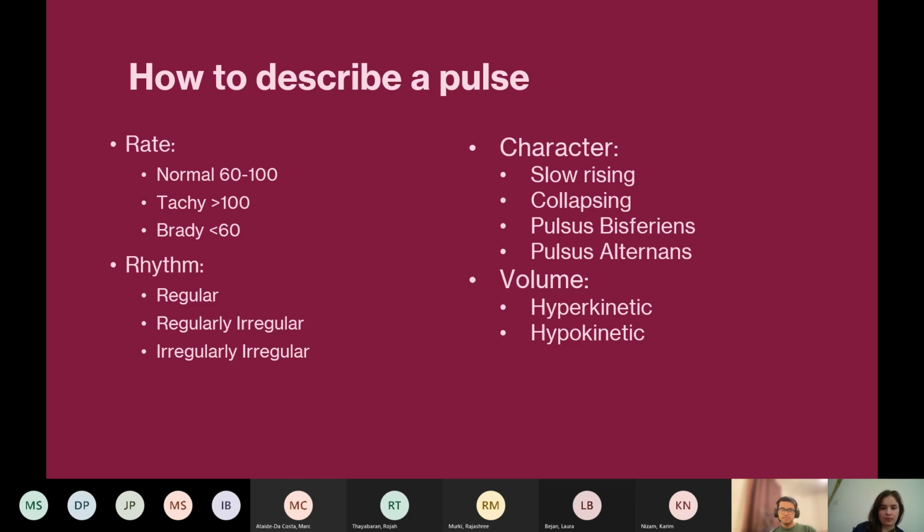Pulsus bisferiens means there's a double tap during the pulse, and it's usually used to describe aortic stenosis again. And then pulsus alternans is alternation between a strong pulse and a weak pulse. And then volume, as was said, you have thready, which is low volume, and bounding, which is full volume, or hyperkinetic, which is full volume, or hypokinetic, which is thready and weak.